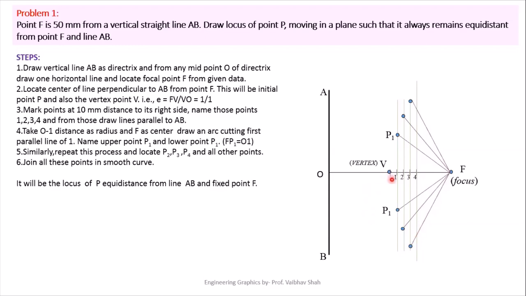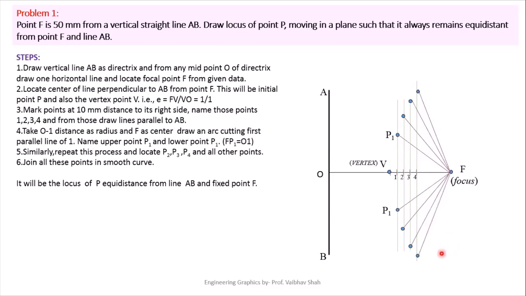Now after that, the final point. So select on your rounder O to 4 distance. Put your rounder at the focal point. Always use your focal point as your circle's center point. So now take on your rounder O to 4. Put your rounder at focal point F and try to cut this vertical line of 4 somewhere here and somewhere down here. So we have cut this line somewhere here and somewhere down here.